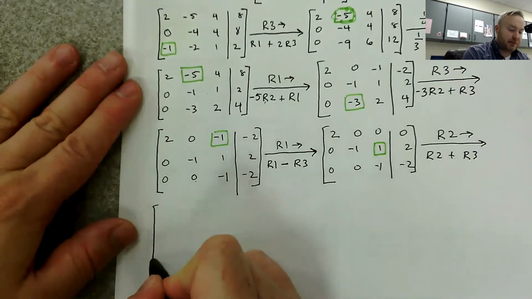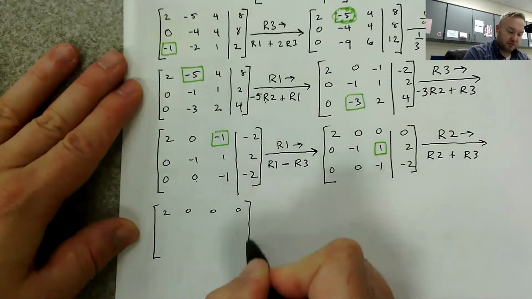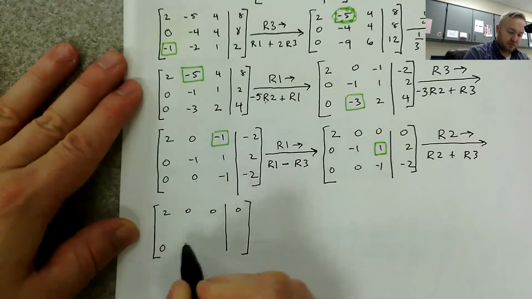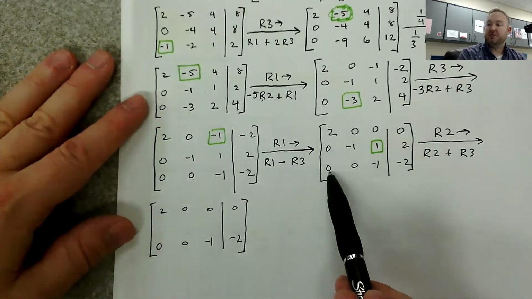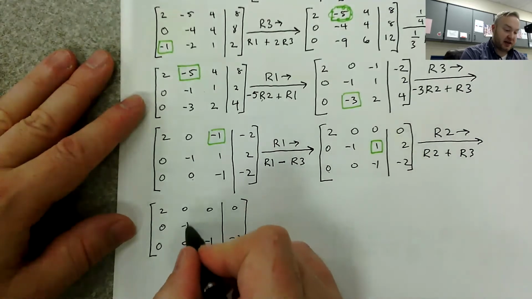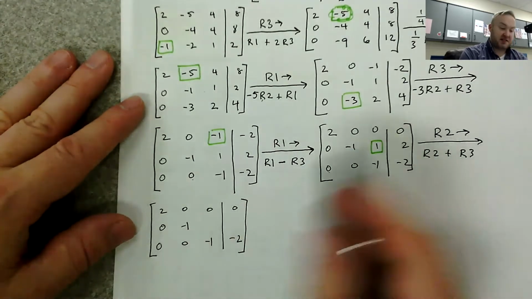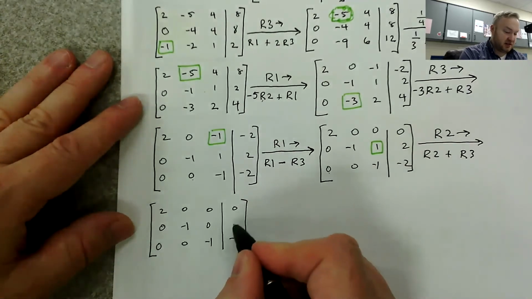Okay, let's recopy the first and the third rows. Okay, and let's do our row operation. Second row plus third row. 0 plus 0 is 0. -1 plus 0 is -1. 1 plus -1 is 0. 2 plus -2 is 0.